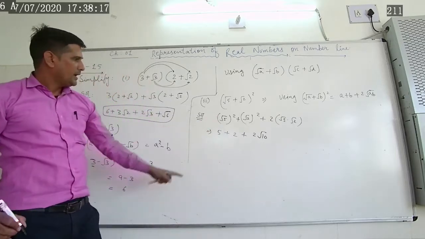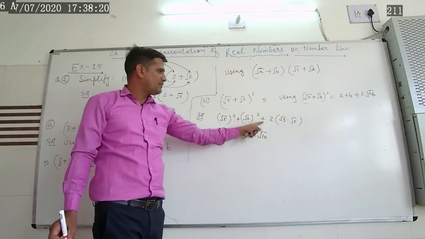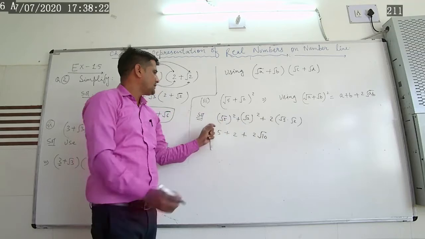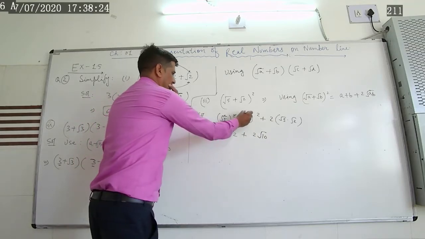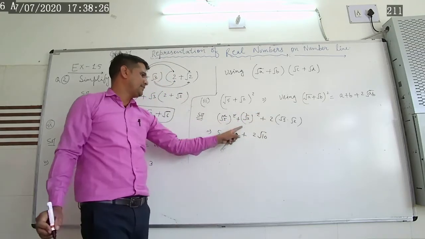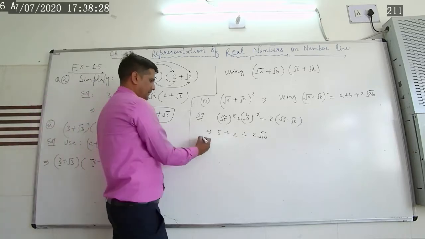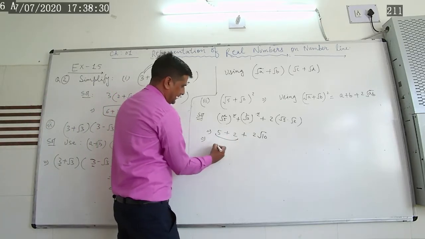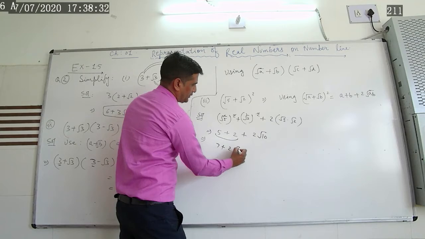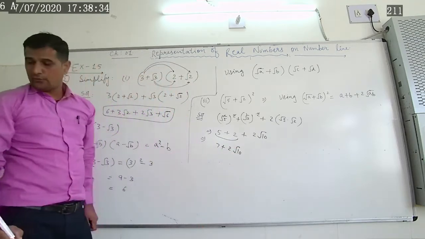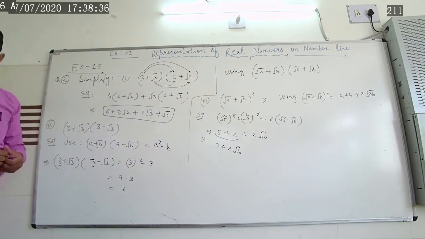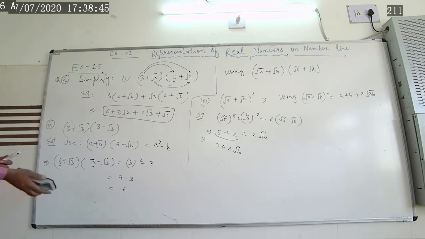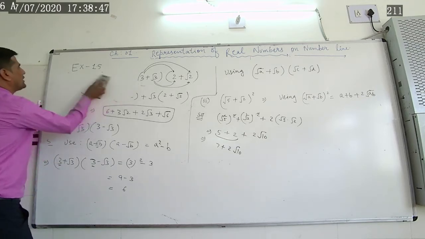Clear everybody? A square plus b square plus 2 times ab. This square and this under root square cancel off. 5 plus 2 plus 2 under root 10. So these numbers can be added: 7 plus 2 under root 10. This will be your final answer. Clear everybody? So the fourth part you people can try. Question number 4 of this same you can try. Now I will do question number 3.